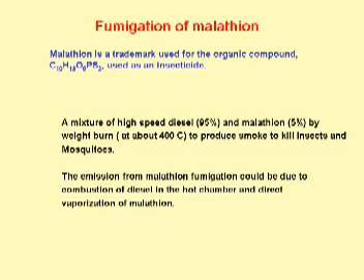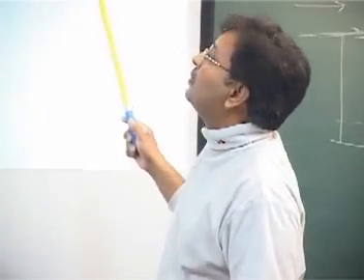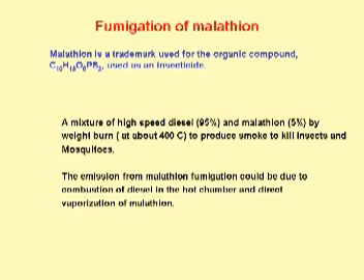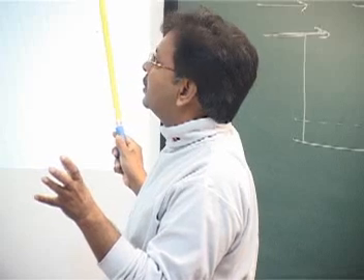It was malathion that you use for killing mosquitoes and things like that. It is used as an insecticide. What they were doing was a mixture of high speed diesel, which is 95%, and 5% malathion by weight. They will mix that at about 400 degrees Celsius to produce the smoke, to kill the insects and mosquitoes.